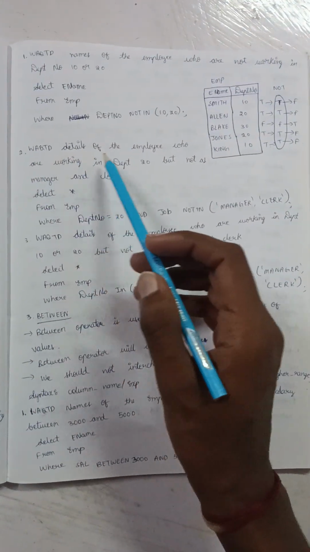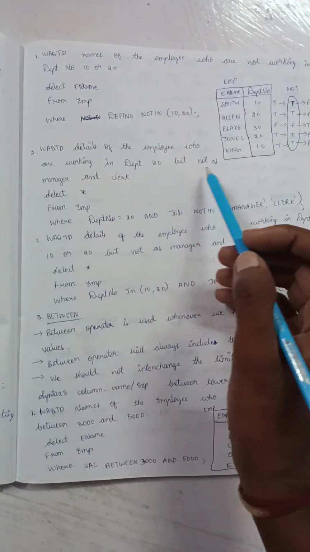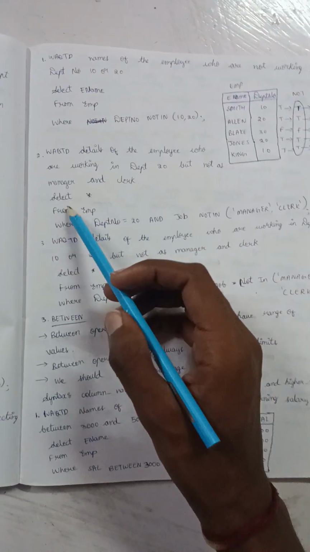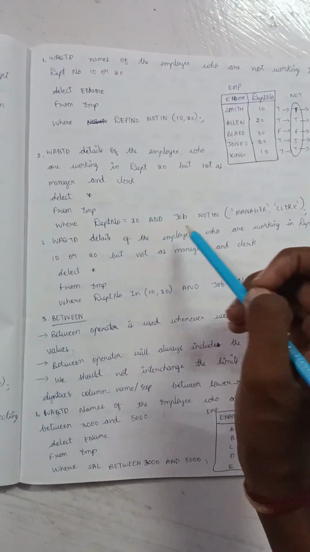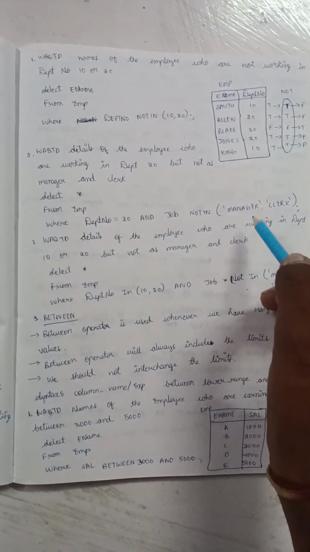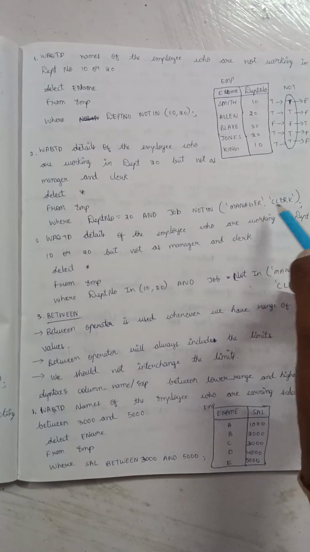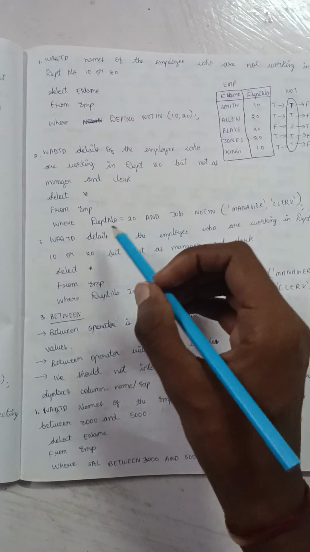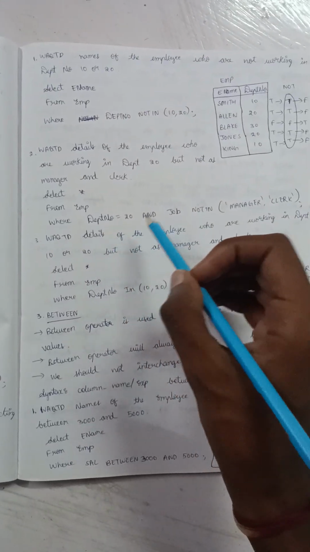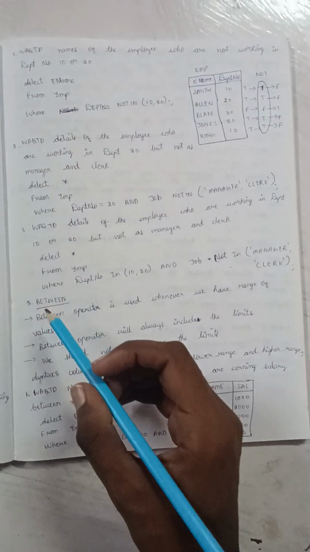Write a query to display details of the employees who are working in department 20 but not as manager and clerk. SELECT * FROM EMP WHERE department number = 20 AND job NOT IN ('manager', 'clerk'). So only the details of those who are not manager or clerk, and who are in department number 20, will be displayed.